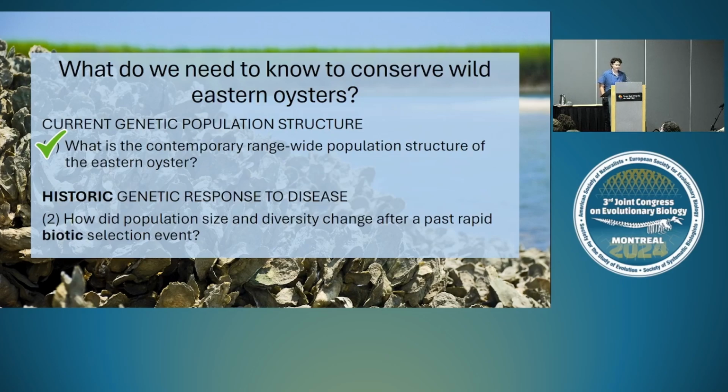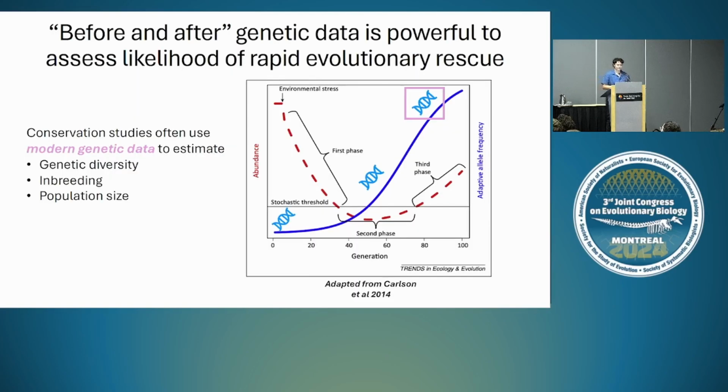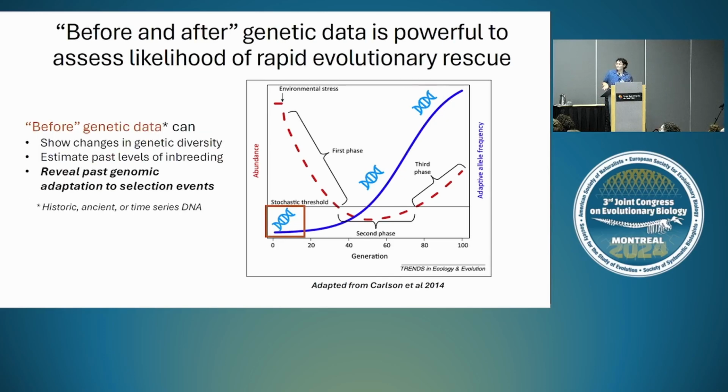And we're going to evaluate how population size and diversity are changing in the eastern oyster after a past rapid biotic selection event. And so this before data that I'm talking about is before and after a period of environmental stress. So far we've looked at the modern genetic data, which, as we're familiar with, we can use to estimate parameters like genetic diversity, inbreeding, and population size. But this before genetic data can give us really valuable information too.